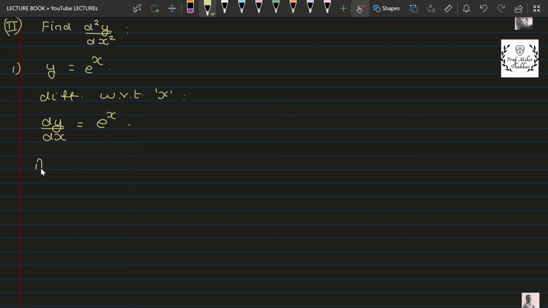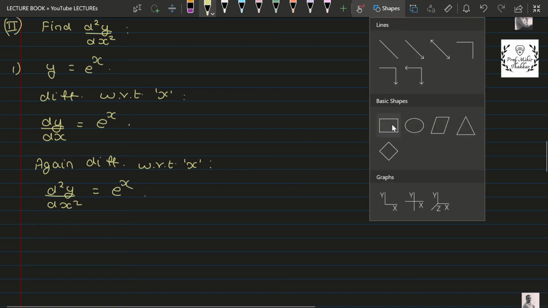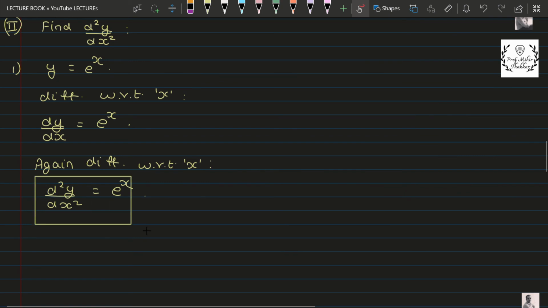When I want to find the second order derivative, I have to again differentiate with respect to x. So the second derivative of y, which is d square y by dx square, and the derivative of e raised to x is e raised to x again. So that is your answer, guys.